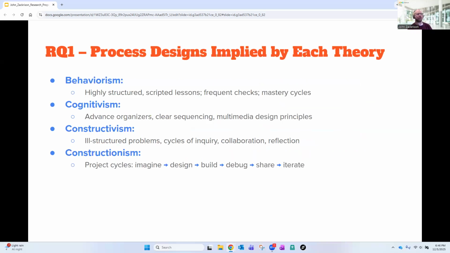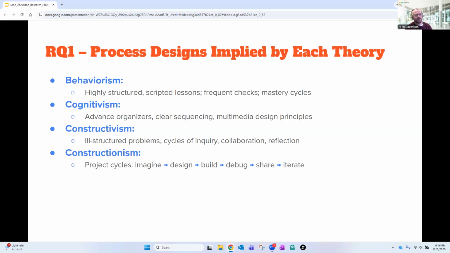Okay, so let's focus on the research questions now. Turning to research question 1, I ask, how do the four theories translate into characteristic instructional processes? For behaviorism, the literature consistently describes highly structured sequences, such as direct instruction with scripted prompts, choral responses, brisk pacing, and continuous monitoring.